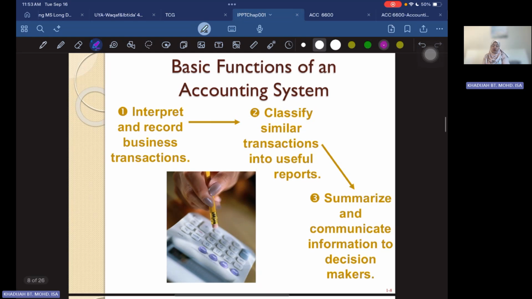All right. Number one is very important. Number one is that an accounting system. Remember, system here, we're not talking only about a person. We talk about the personnel, the procedures, the recording, the technology that you use. What is it for? It is to interpret and record business transactions.